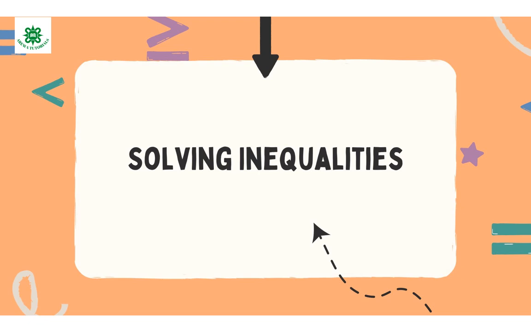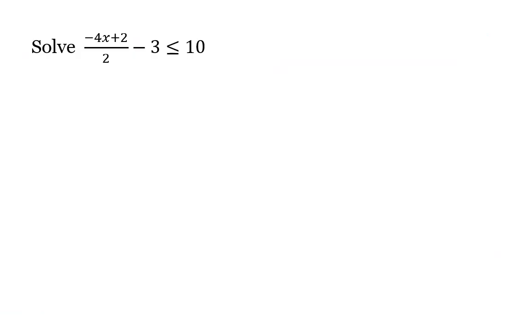In this video, we will solve more problems on inequalities. In this example, we want to solve the inequality (-4x + 2) divided by 2, minus 3, is less than or equal to 10. So as usual, we write it down: (-4x + 2) divided by 2, minus 3, is less than or equal to 10.